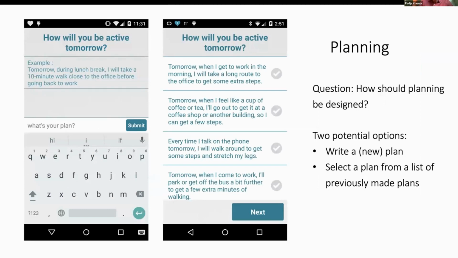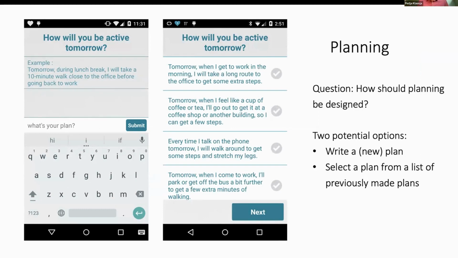And so we were particularly interested in two versions of this. One was to basically do an electronic version of how implementation intentions are typically done in social psych, which is you ask someone to write a plan, right? So you give them instructions of at what level of specificity the plan needs to be made, and then you just have them write a plan, right?